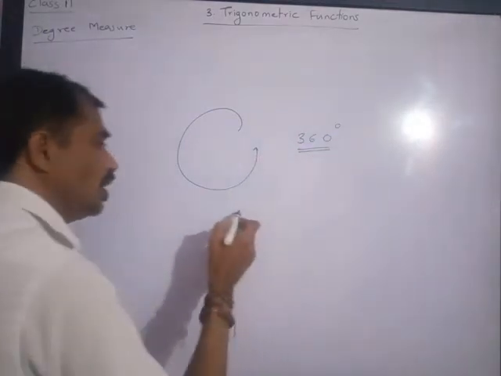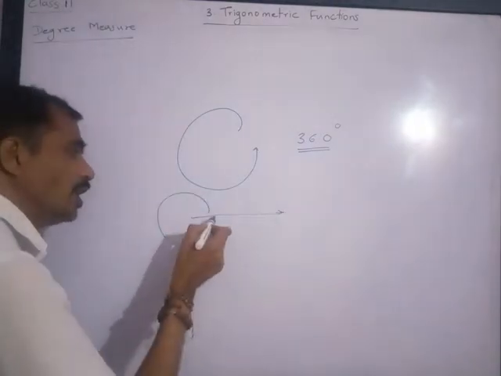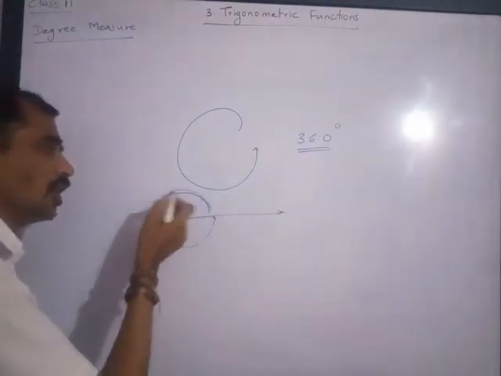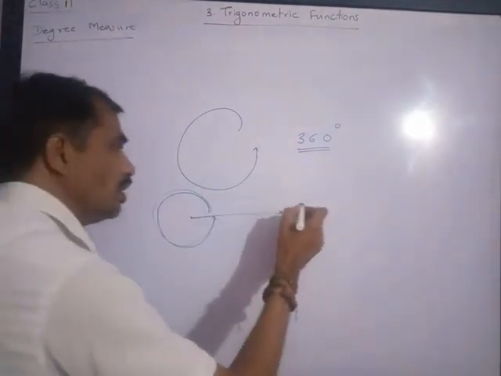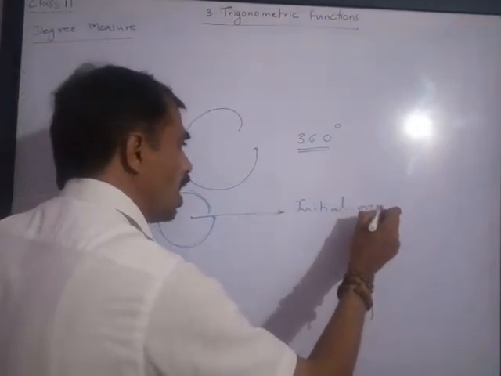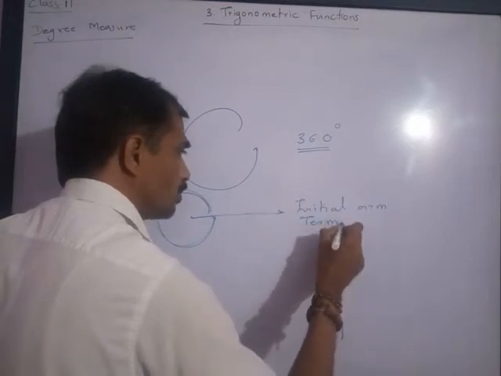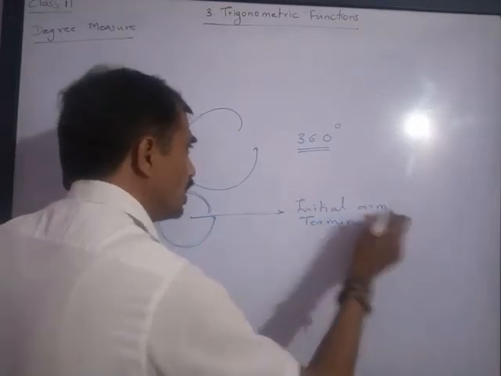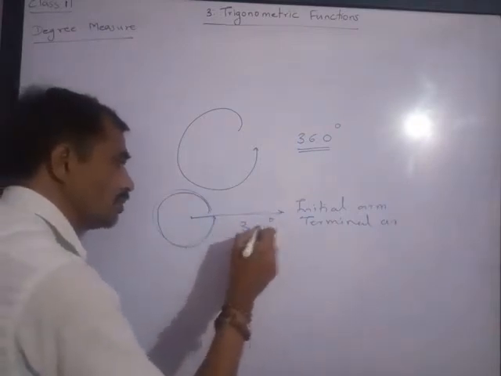Please note, if this is the initial arm and it is rotated in a complete circle, one revolution, then it will occupy the same place. So the initial arm and terminal arm will be one above the other. Then we say that the rotation is 360 degrees.